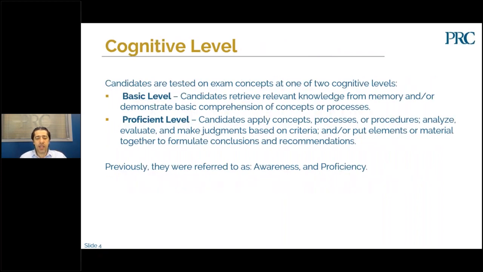Now, the CIA exam is tested at 2 levels, either the basic level or the proficient level. For the basic level, candidates just retrieve relevant knowledge from memory and/or demonstrate basic comprehension. For the proficient level, candidates must apply these concepts or procedures and analyze, evaluate, make judgments, etc. Of course, in the past, they used to be referred to as awareness level and proficiency level. Now it's basic and proficient levels. They just changed some terminology.